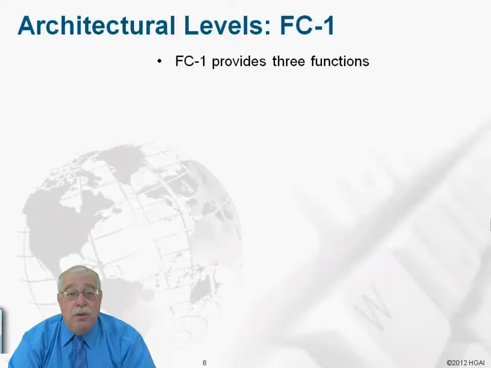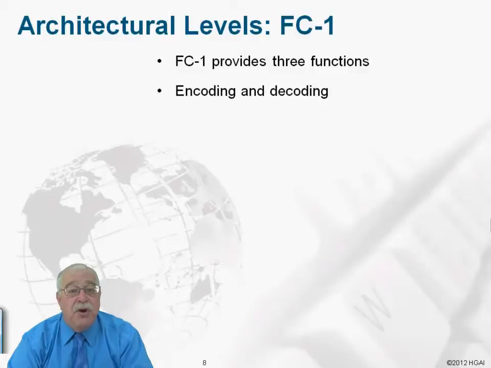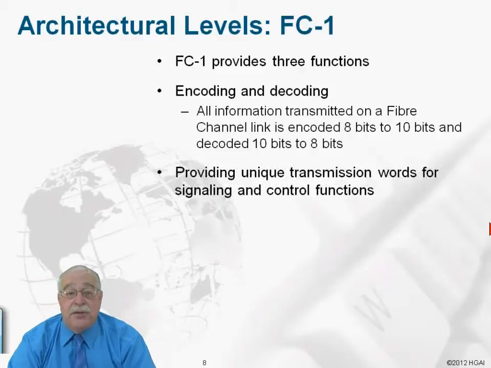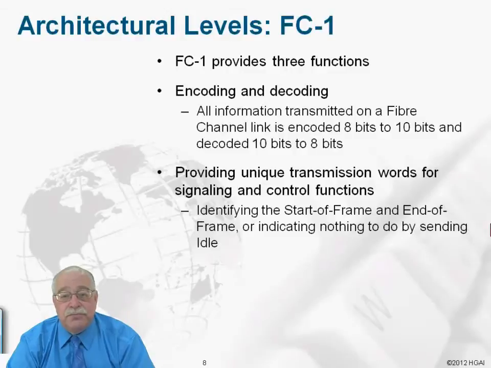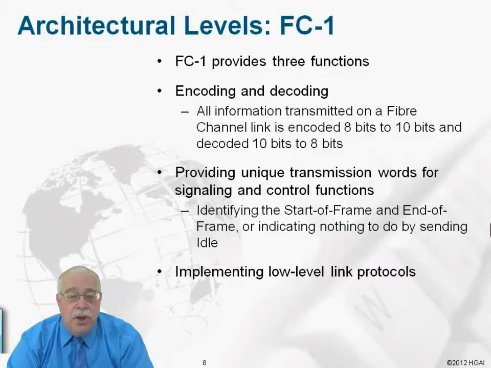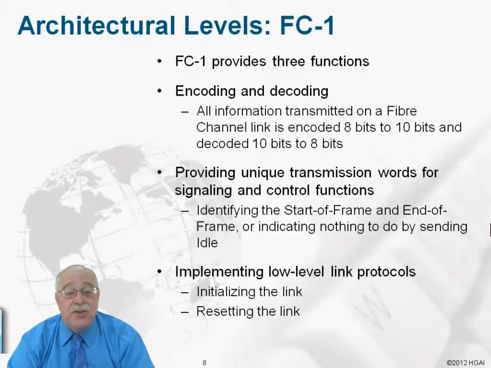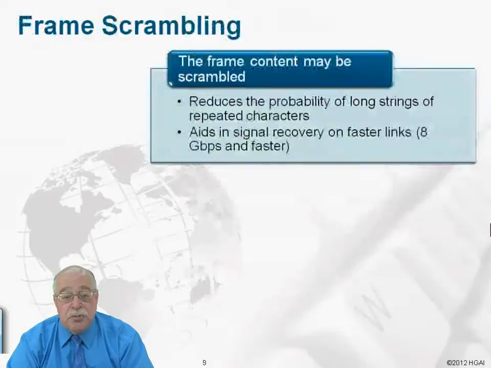From an FC1 point of view, there are 3 basic functions. Encoding and decoding. All the information is going to be transmitted and encoded from 8 bits to 10, and when we receive it, it'll go from 10 bits to 8. We provide a unique transmission word for signaling and control. That's that first byte, that K28.5 character. And we can also use ordered sets to implement low-level control, like initializing the link or resetting the link if there was a problem.